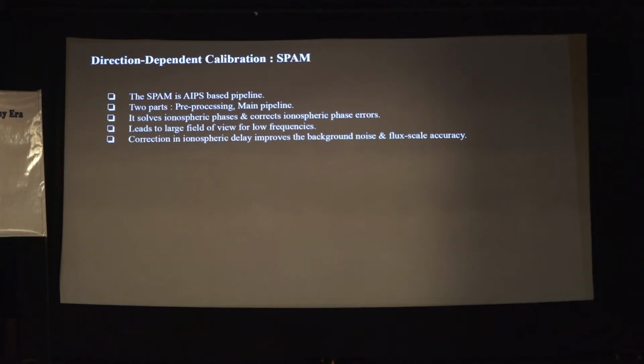So the benefit of this direction dependent calibration is that it solves the ionospheric phase errors, which is not possible in direction independent calibration, which can actually allow us a large field of view, and correction of ionospheric delay. It also improves the background noise and the flux scales at the lower frequency.